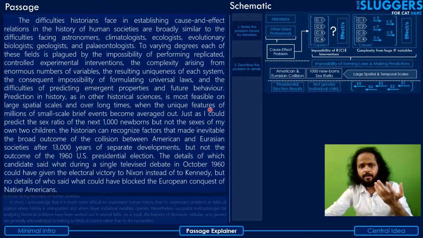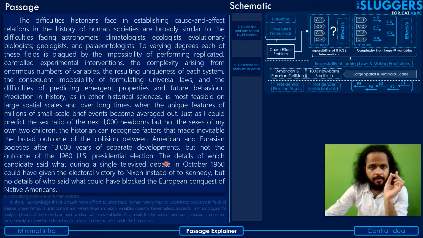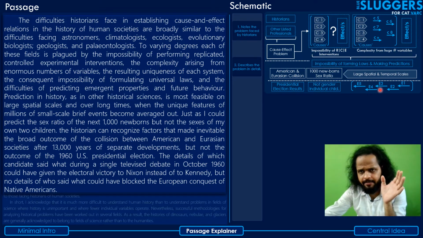Or similarly, historians were able to figure out the factors that led to the American Eurasian collision, but they obviously would not have been in a position to predict the results of the presidential elections, because that's a very specific event, right? Next, he says that the details of which candidate said what during a single televised debate, now this is an example of these micro variables, in October 1960 could have given the electoral victory to Nixon instead of Kennedy, right?